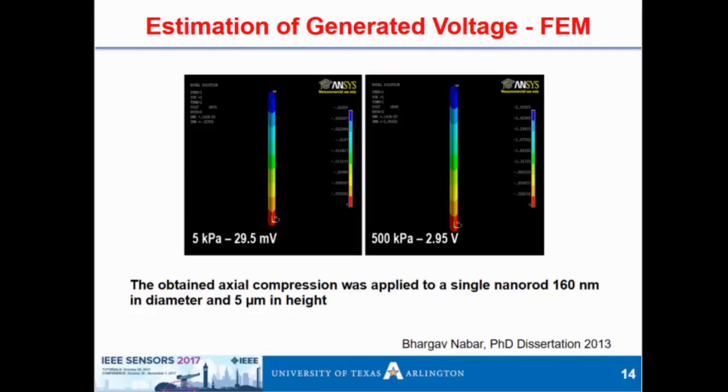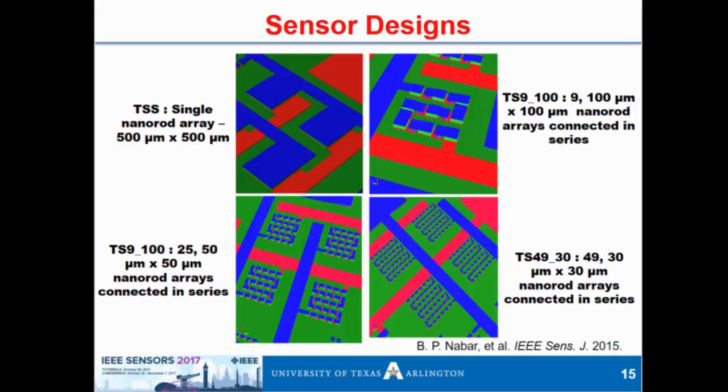So we also looked at the estimation of the generated voltage, again for those two extremes, and we've also done it in the middle. But this is of a compression of a single nanorod of 160 nanometers with 5 micrometer height, which is something that we can grow. Different sensor designs: we built them in arrays. So a single array or a patch of nanorods, looking at it from the top, and each one is addressable so that we can look at them.